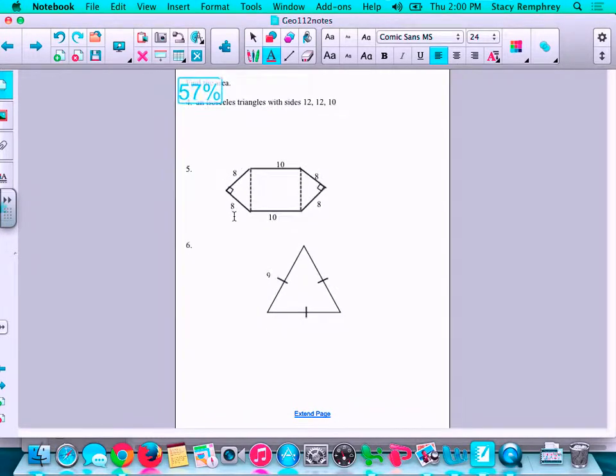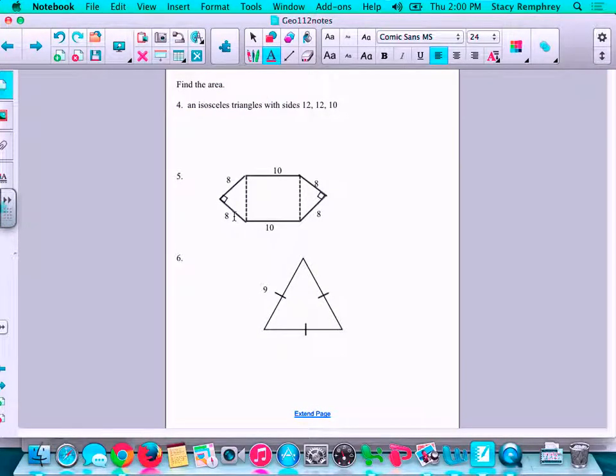Okay, so we have 3 more problems here. I'd like you to work through these, again using what you can figure out, and then come back and check your answers.